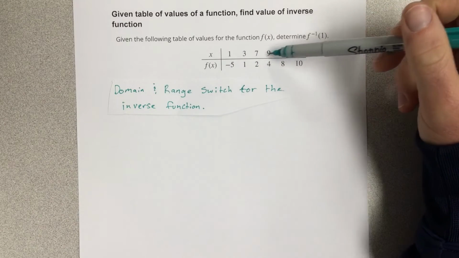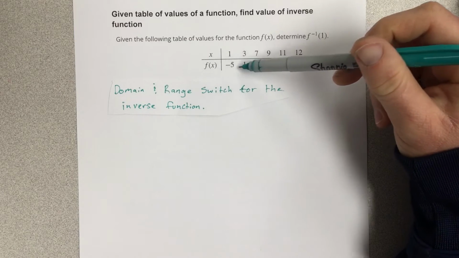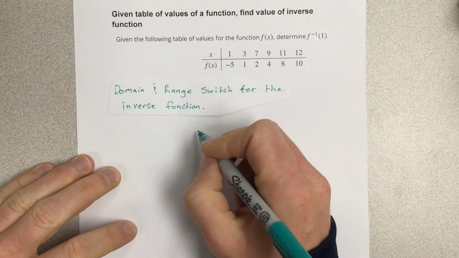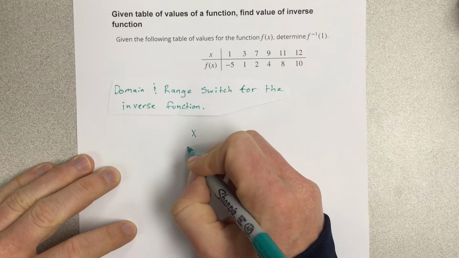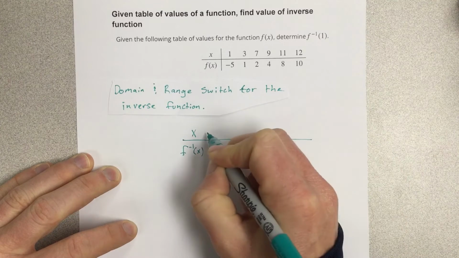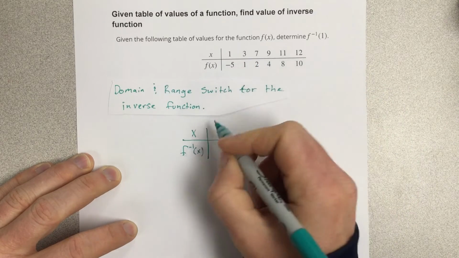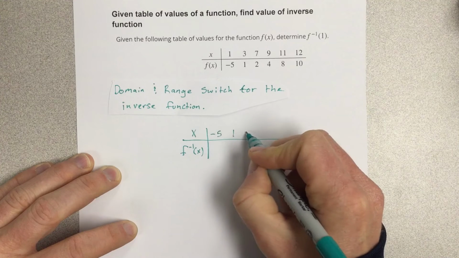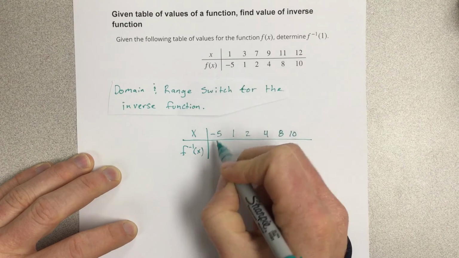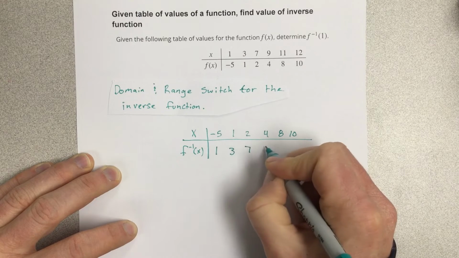So right now, our domain for the f of x function is 1 through 12 here, and our range is -5 to 10. What we're going to do is write this new table, but write it for the inverse function. I know the domain and range switch, so whatever the range is here, that is the domain for my inverse function. And the domain of the original function would be the range of the inverse.